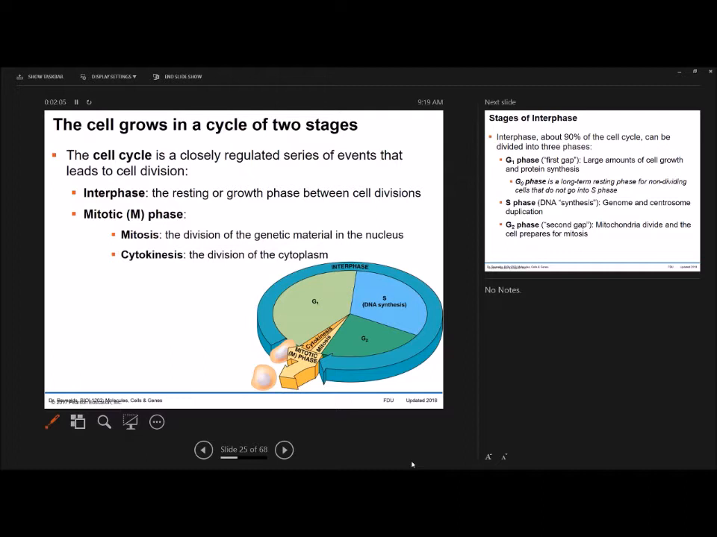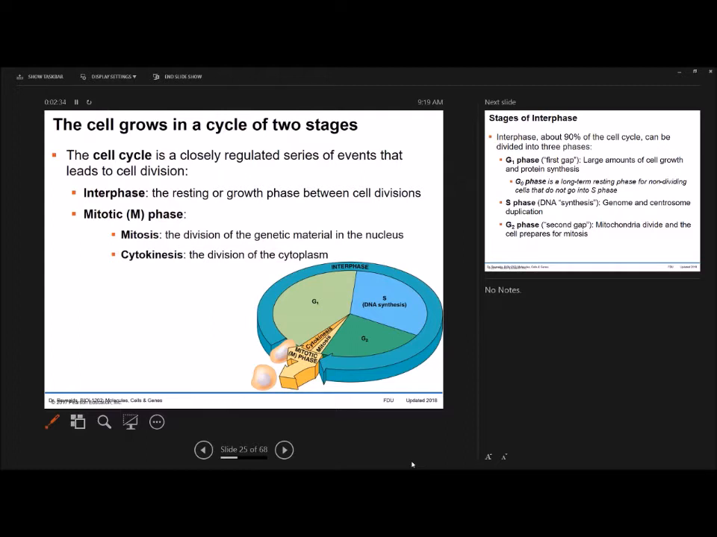Interphase can be either resting or growth. It's what happens between mitotic divisions. Okay? Most cells in your body are actually at some point in interphase for the vast majority of time. Okay? Mitotic phases are going to include the traditional stages of mitosis as well as cytokinesis.